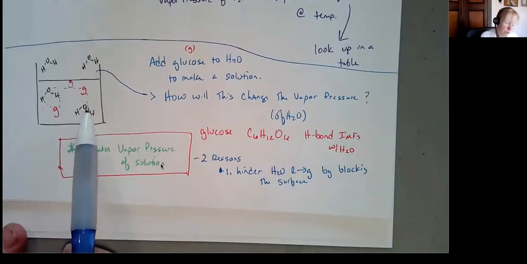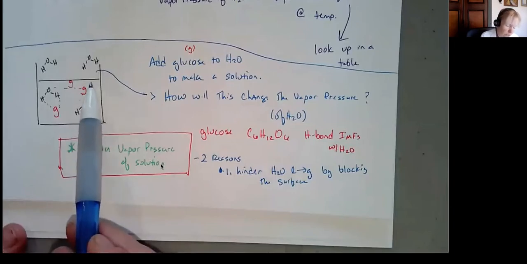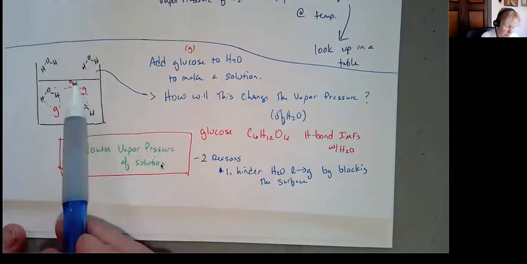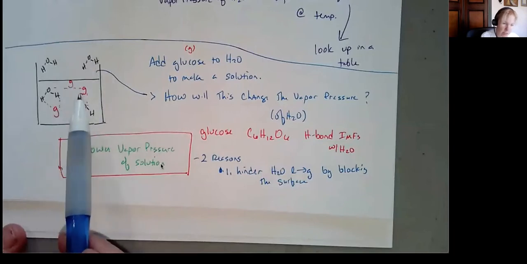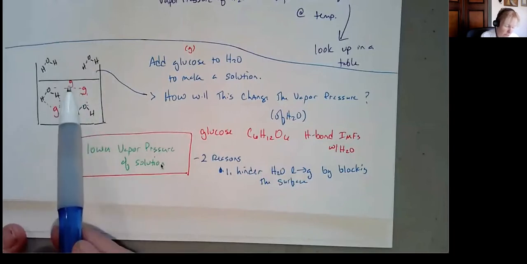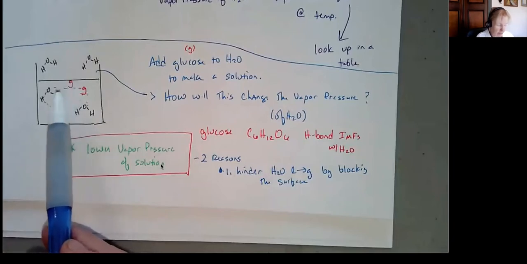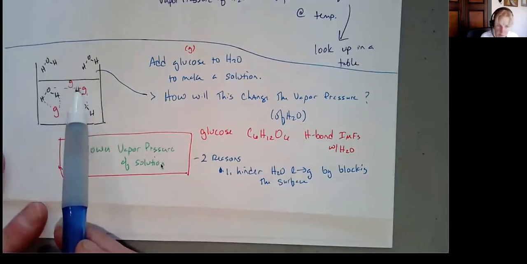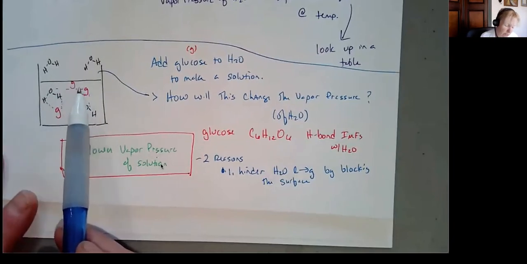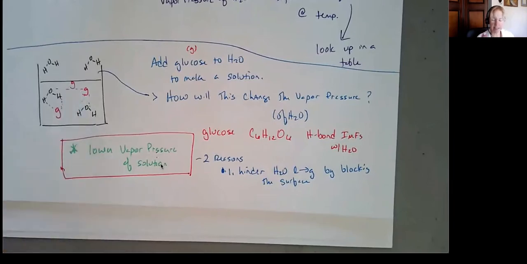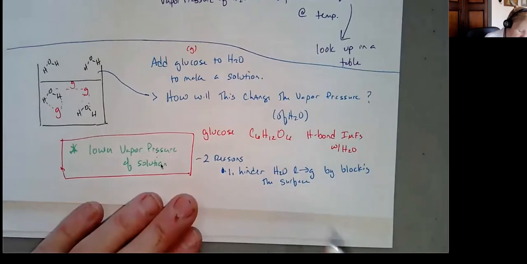First it has to move to the surface, and then it has to get enough energy to move from the surface to the gas phase. So as I increase the number of glucose molecules, I'm going to statistically increase the number of glucose molecules that are up closer to the surface. And that's just sterically going to hinder the water from getting to the gas phase. So that would be one reason.